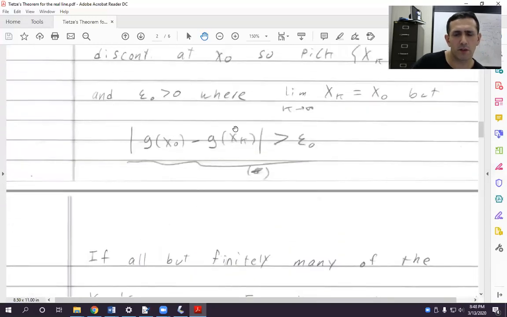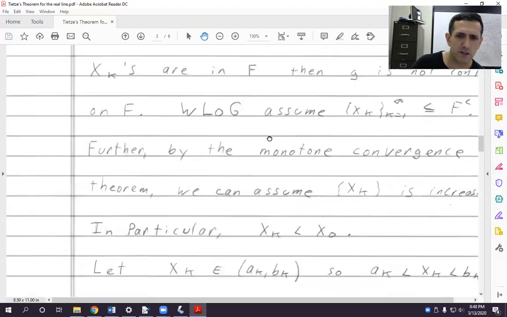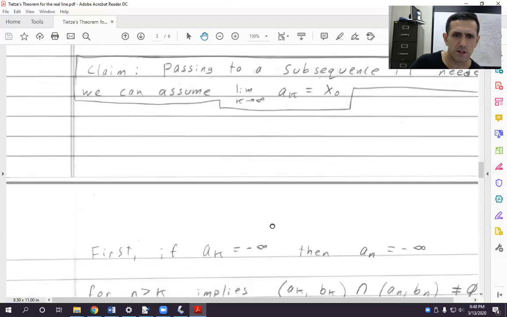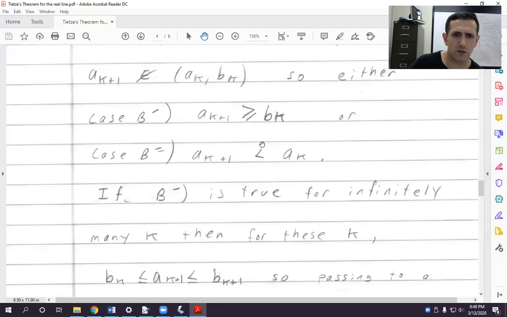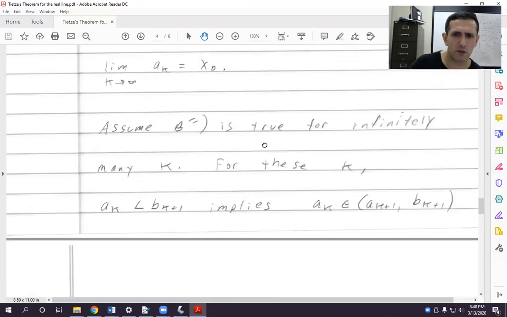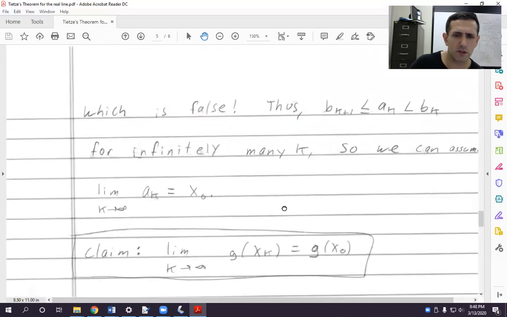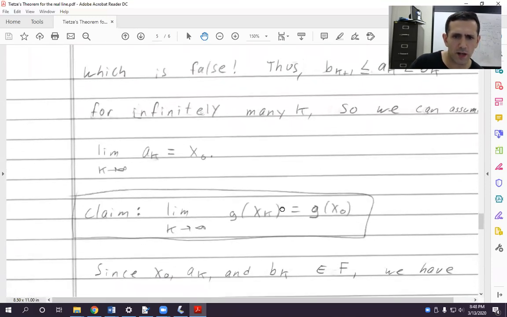To this here. And again, remember, we're really finding a subsequence that contradicts this. So let's go back to where we were. Okay, so x0 is in F, ak is in F, and bk is in F.